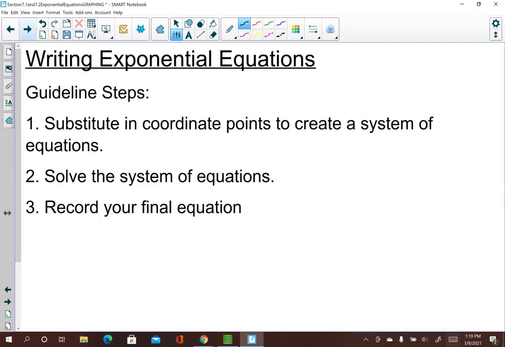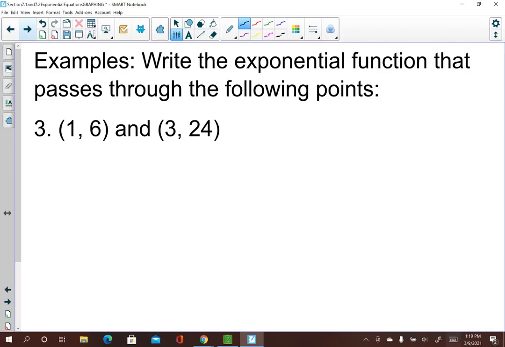The other thing we need to discuss in this note session is how to write exponential equations using a set of coordinate points. We substitute in the coordinate points to create a system of equations, solve the system of equations, and record your final equation. So when we are solving, what we're solving for is a and b. We remember the most basic form of an exponential function, a times b to the x. Our parent always has a equal to 1. That's why we don't write it down. So we're going to use this general form and these 2 points to find an exponential function.